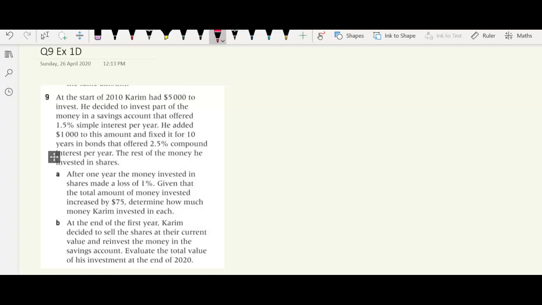At the start of 2010, Karam had $5,000 to invest, and the wording of this is pretty bad. He decided to invest part of the money in a savings account that offered 1.5% simple interest. Okay, so part of the money. We're going to have to give this part of the money some sort of name. So we'll say let X equal savings account. That's where some of the money is going. I don't know how much is going there, but some of it's going there. And that's getting 1.5% simple interest.